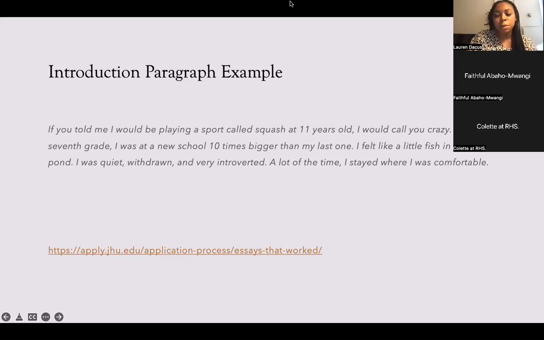Colette, are you able to speak? I know it says you're connecting to the audio.